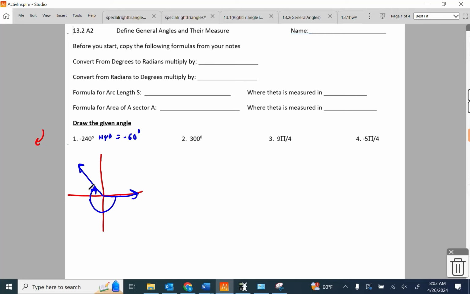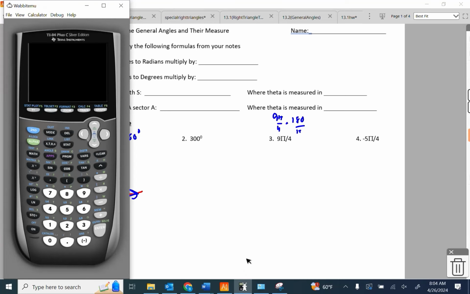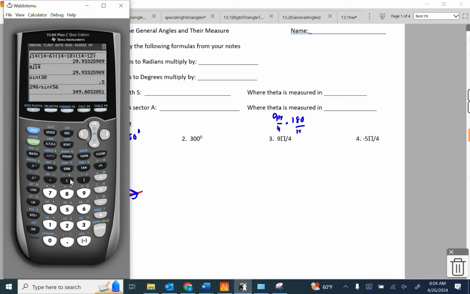Now a negative 240 degree angle is equivalent to a 120 degree positive angle. There's that aspect. 9 pi over 4, what you're going to have to do is your conversion. You're going to have to take your 9 pi over 4 and multiply it by 180 over pi. And you know, for some of y'all, you're going to have to be button pushers. Just nothing we can do about that. So you take your 9 pi over 4 and multiply it by 180 over pi, because you want the pi's to cancel. And there we go, 405 degrees.